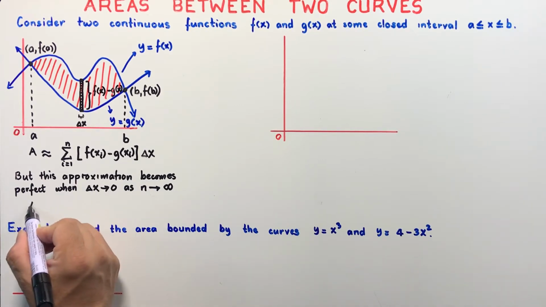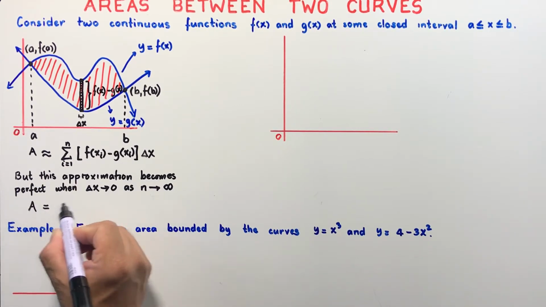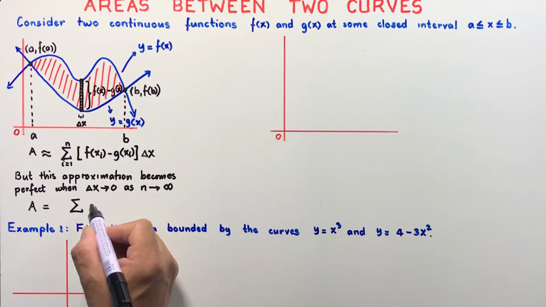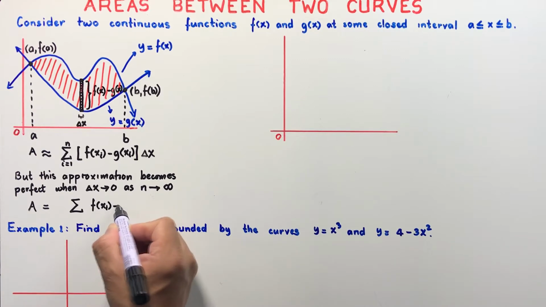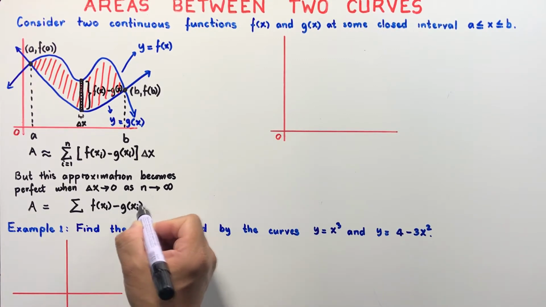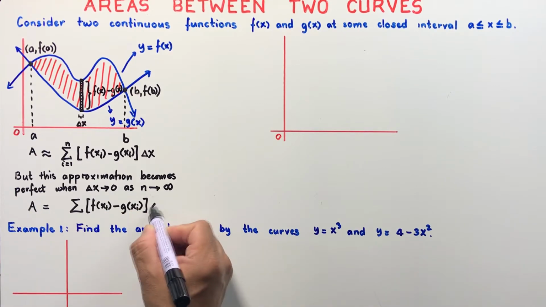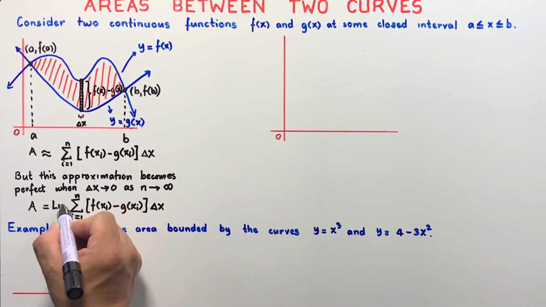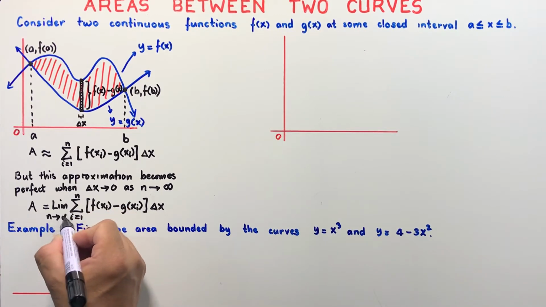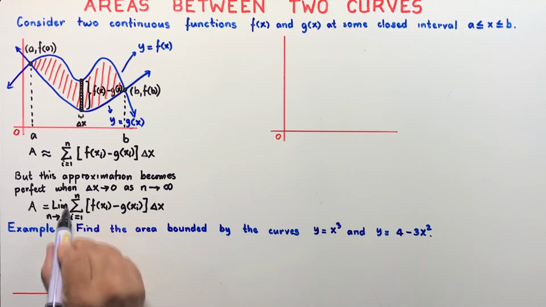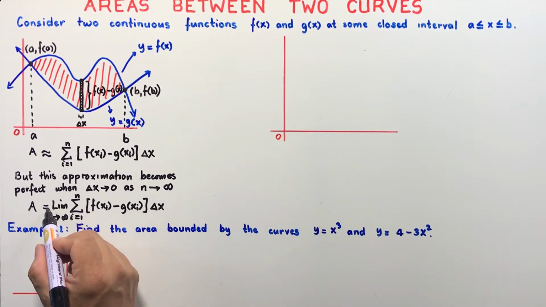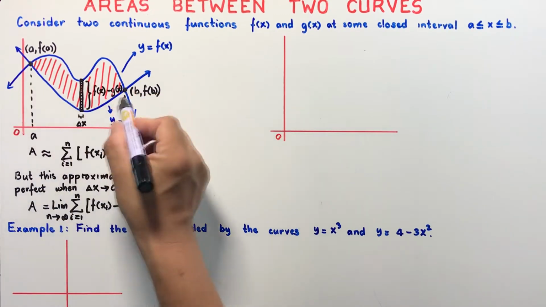So our area can be written as the sum of all rectangular strips, this vertical strip here, which is represented by its height, f of x sub i minus g of x sub i, times its thickness, which is delta x. And there are how many slices? There are actually infinitely many slices. So we write here the limit of this sum as n goes to infinity. And you notice that this is an exact area for this shaded region.